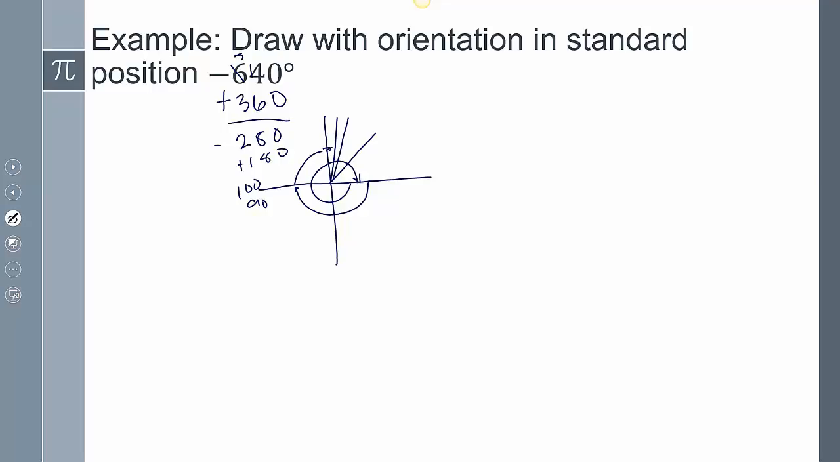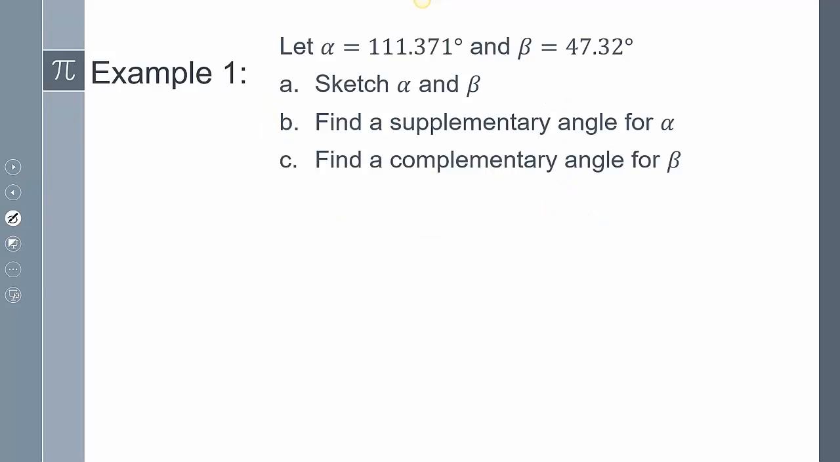And so drawing my angle in standard position here, draws out that way. And so going in negative rotation, rotates, rotates, and then we have that little sliver there. And so that's going to be negative 640 degrees. Now I'm just going to skip graphing alpha and beta. We just practiced graphing a few of those, so that's fine.